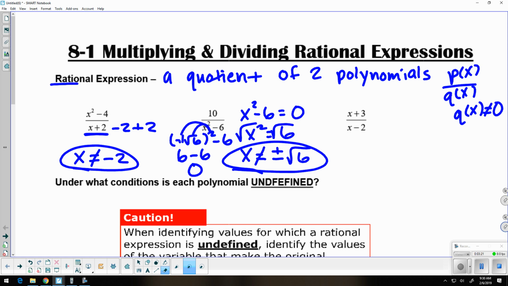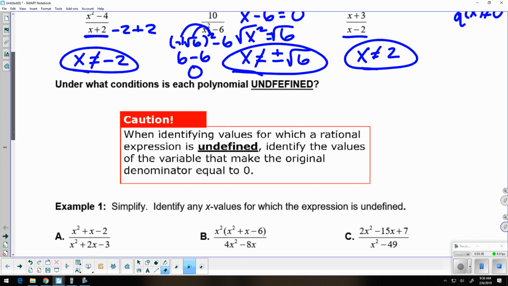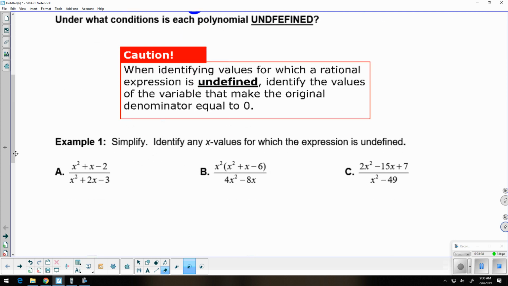And the last one, just even looking at it, we should be able to tell the one value that x cannot be is +2, because that would make it undefined. You'd have 2 minus 2 in your denominator, and that gives you 0. That is bad. This explains more how we're going to tell what values make it undefined. When you're identifying values for which a rational expression is undefined, you're identifying the values of the variable that make, here are the key words, the original denominator equal to 0. I'm going to talk about that in these next examples.